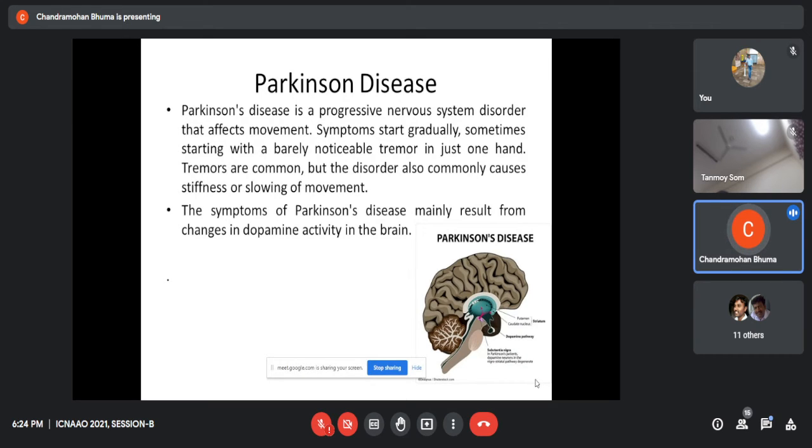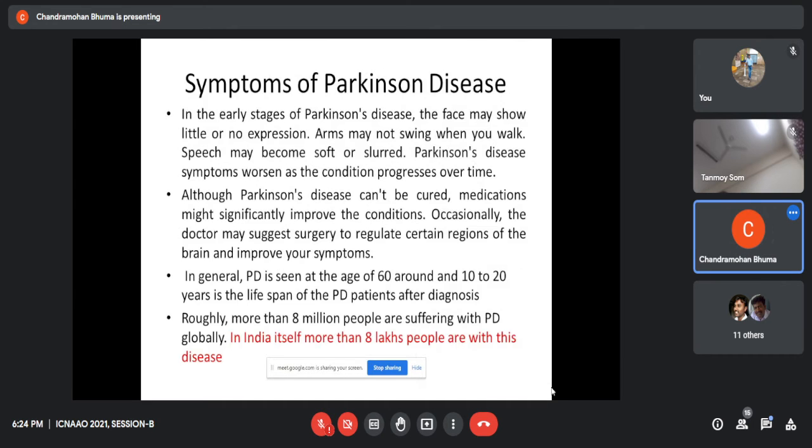The main reason for Parkinson's disease is the changes in the dopamine activity in the brain, as the slide of the brain is shown here. So basically, poor activity of the dopamine in the brain. The symptoms of Parkinson disease in the early stages: the face may show little or no expression, arms may not swing when you walk, and speech may become soft. These types of symptoms are seen at the early stage of Parkinson disease.